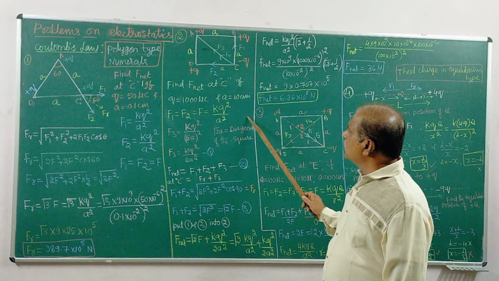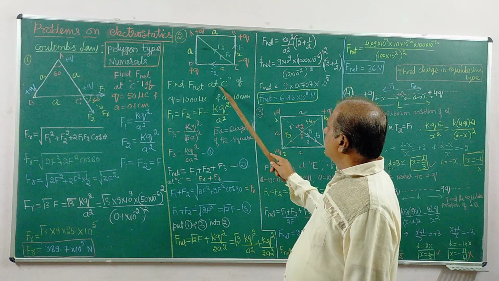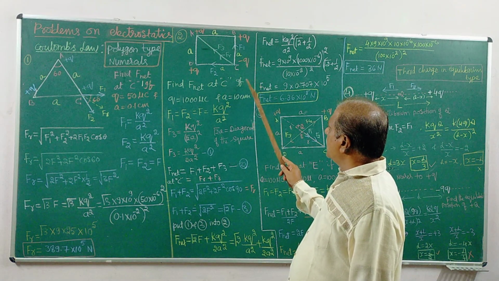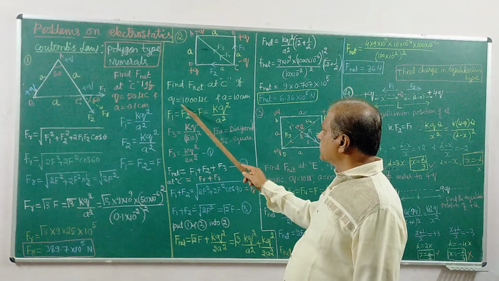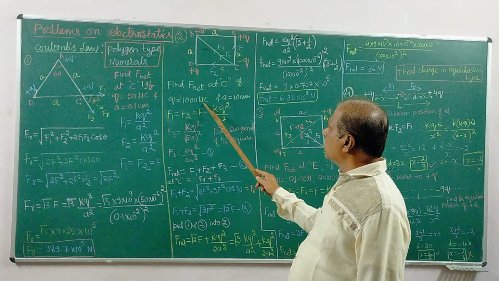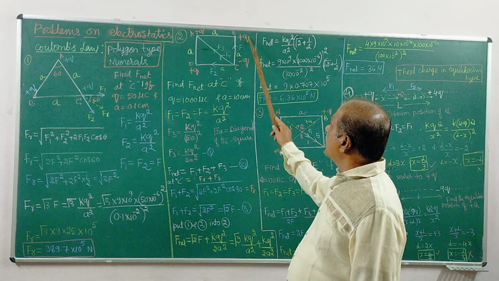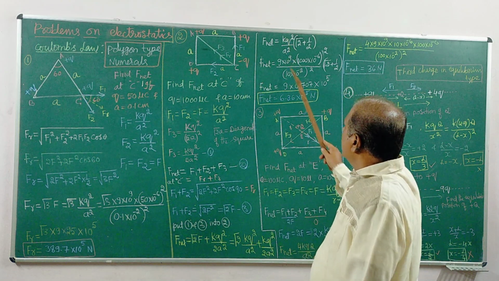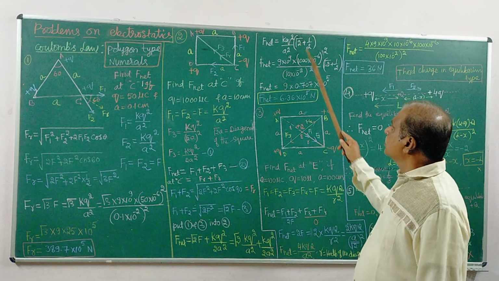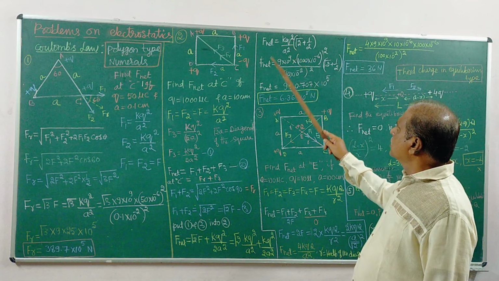Here the values are given. Find the net force at C. The values given can be any values, or they can be given in the examination. Q is equal to 1000 micro coulomb, a is equal to 10 centimeter. The Q value is given, the a value is given. For any set of values we can solve the problem. So it is just substitution.